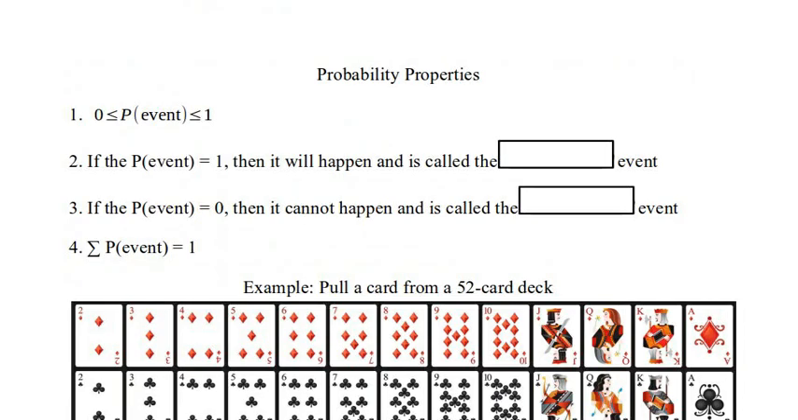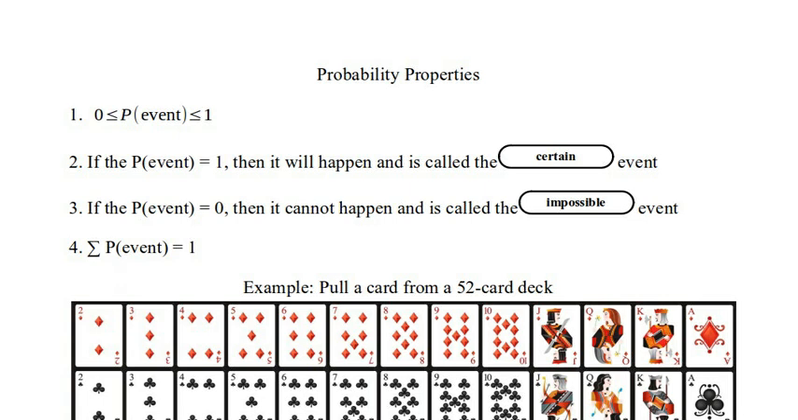So the next thing to look at is probability properties. The first one is that the probability of any particular event is between 0 and 1. Now we're looking at the second property: if the probability of an event is 1, then it is sure to happen. That probability is a certain event. If I tell you the probability is 100% of something happening, it's going to happen. However, number 3 says if the probability of an event is 0, then it cannot happen, and that event is impossible.